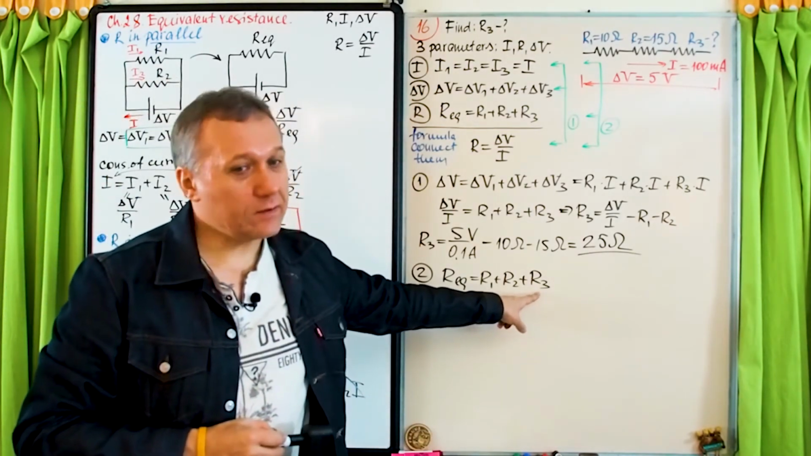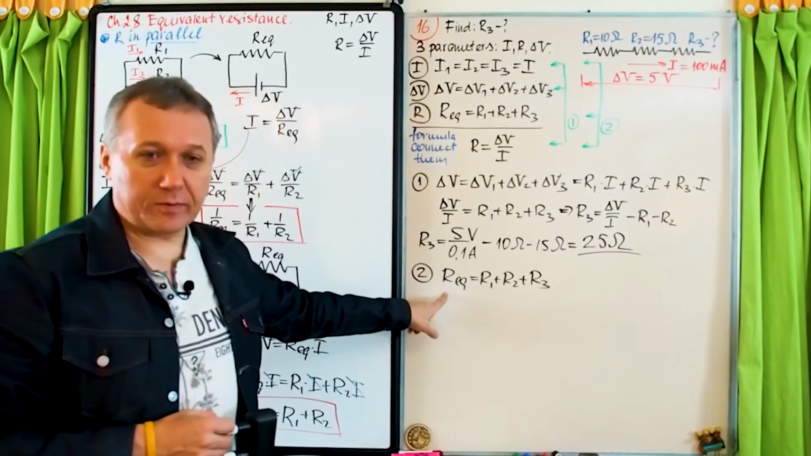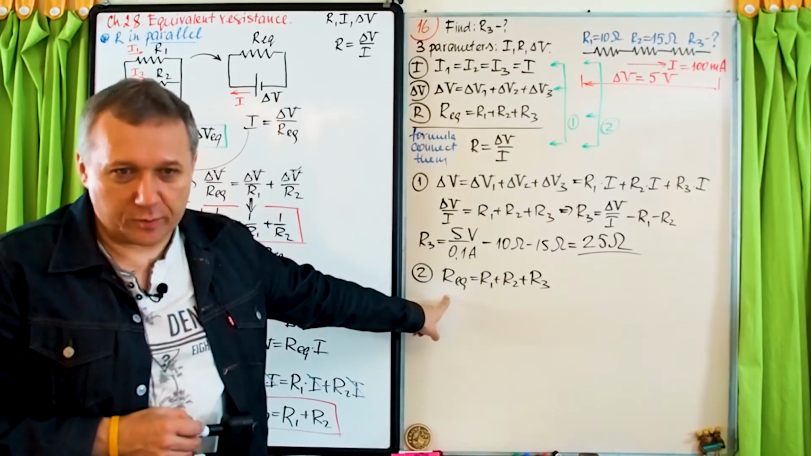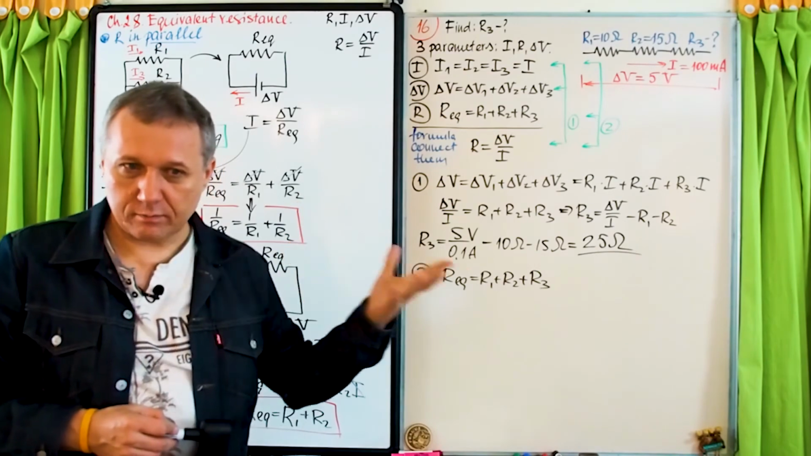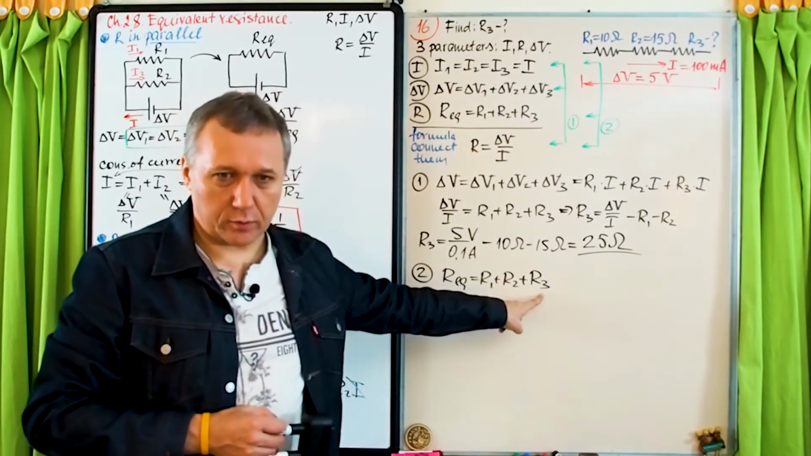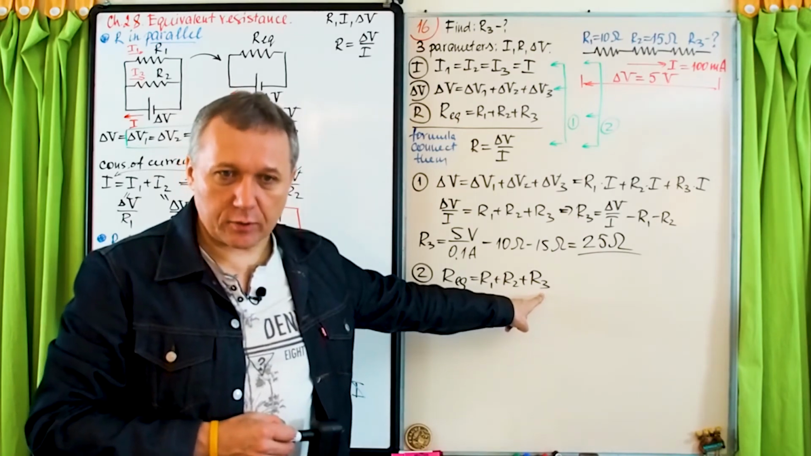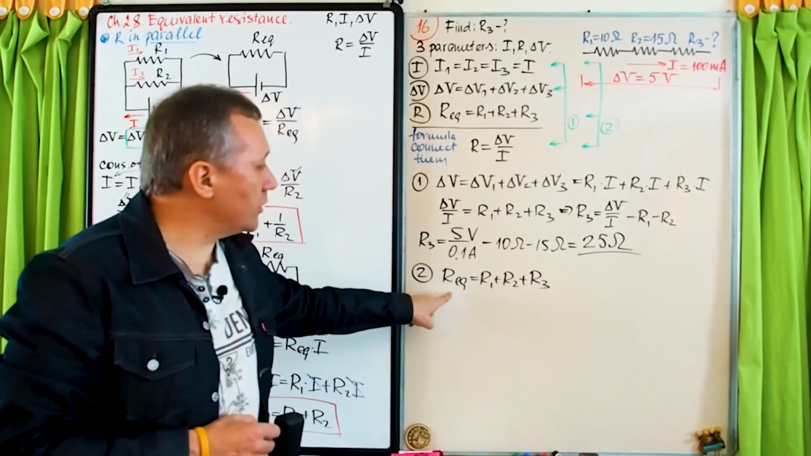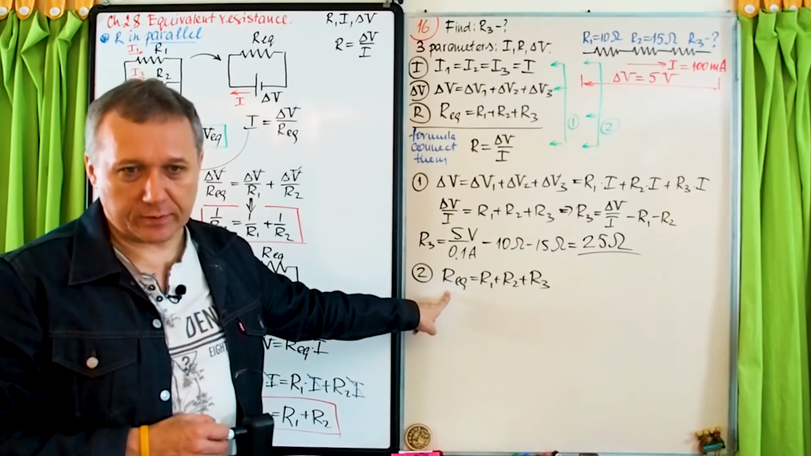R3 is unknown. R equivalent, we also don't know. So two unknowns, one equation doesn't sound good, right? So this is our final goal. It means that in order to find this, we need to somehow find R equivalent.